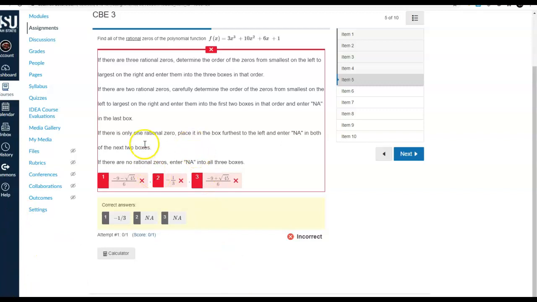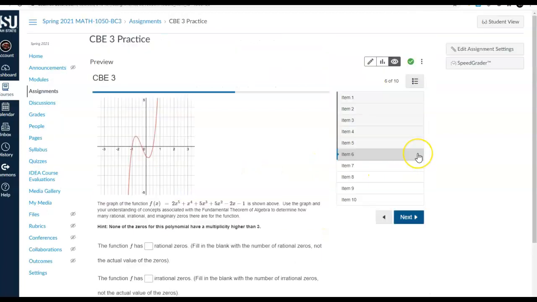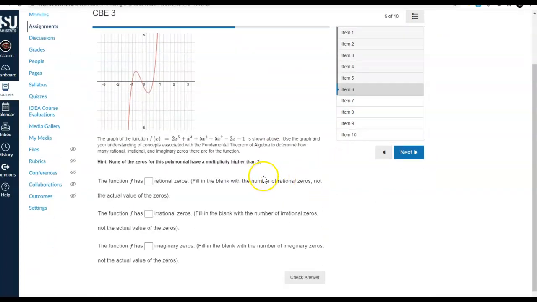I need to read the instructions. It wants just rational zeros. This negative 9 minus the square root of 45 over 6 is an irrational, and same thing with the other one is an irrational. So that's why they did an NA, because they only want rational zeros, not the other one. So it was just going to be negative 1/3. So that's one that I'd actually probably fudge if I needed to here.